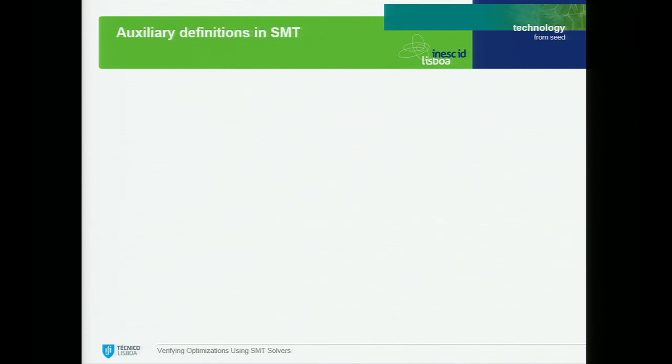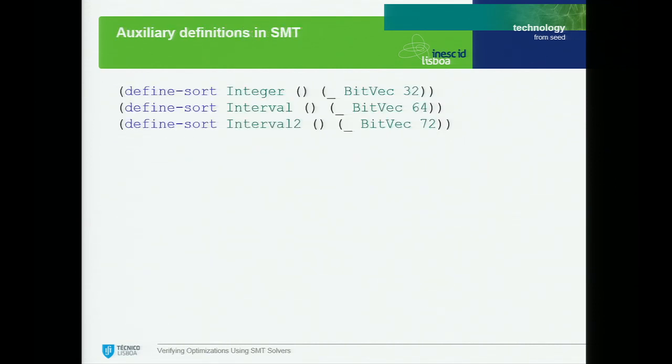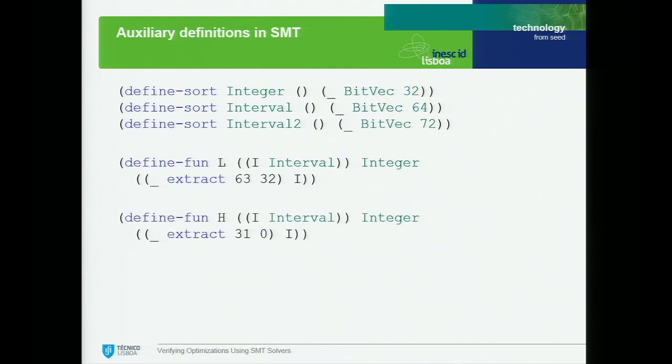Okay, so first we need to define some definitions. This define-sort is like a typedef. We are going to do operations on integers of 32 bits, and define an interval as a concatenation of 2 integers, okay? So an interval will be a bit vector of 64 bits. Here I'll be proving a signExtend from 32 to 36 bits, so the resulting interval will be 72 bits. Then let's define some functions that extract the lower limit of the interval and the upper limit of the interval, okay?